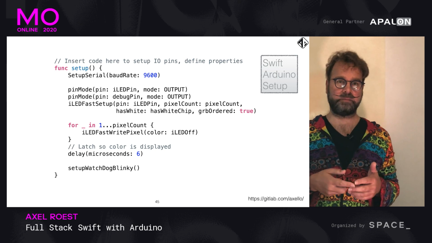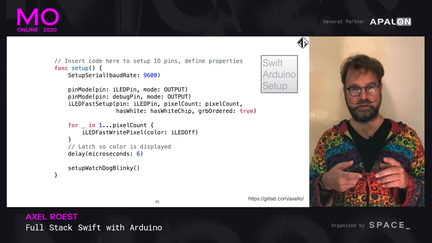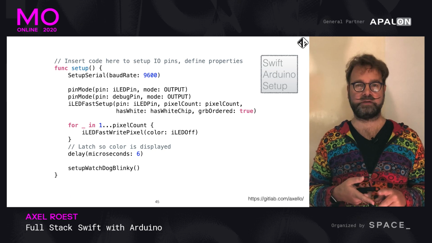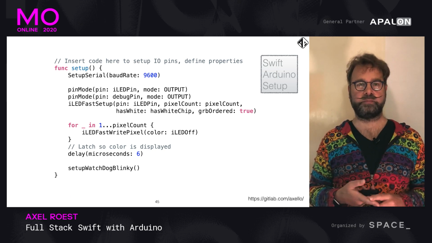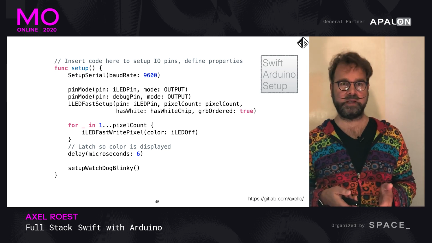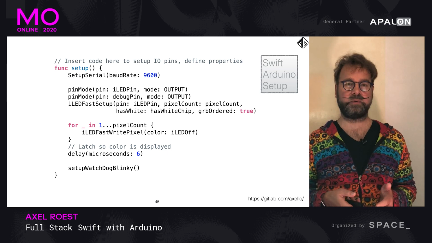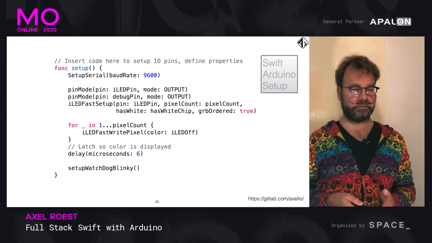Then in the setup, we define the serial port speed and we define the pin modes. So we define here 2 output pin modes, and the analog pin is always an input pin. And we also set up the NeoPixels with the FastSetup iLED library, so to be able to blink RGB LEDs.